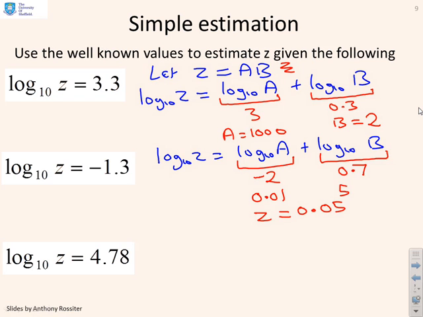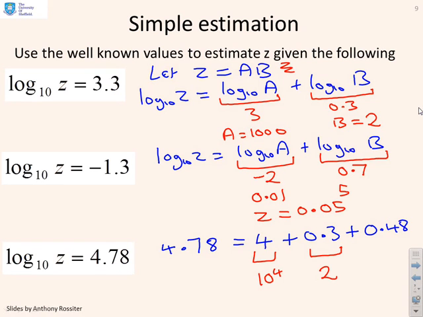And the final one, down here at the bottom, log 10 of z equals 4.78. So I'm going to write this as 4.78 equals 4 plus 0.3 plus 0.48. So I'm just writing the logs straight down. So if I do the inverse logs, then the 4 corresponds to 10 to the 4, the 0.3 corresponds to a 2, the 0.48 corresponds to a 3, and therefore my z must be 6 times 10 to the 4.